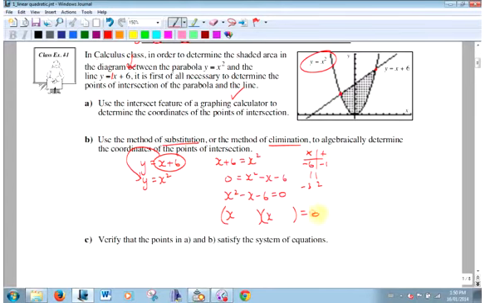Throw down 2 sets of brackets. Those are your two numbers. Now do you see where this thing could be 0? What values of x? 3 and negative 2. Okay?